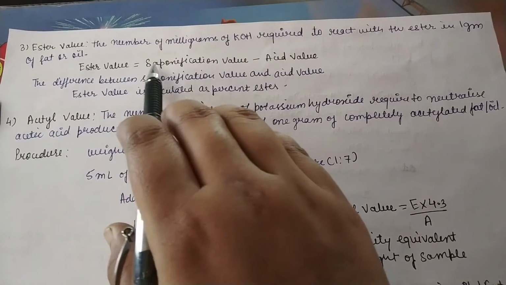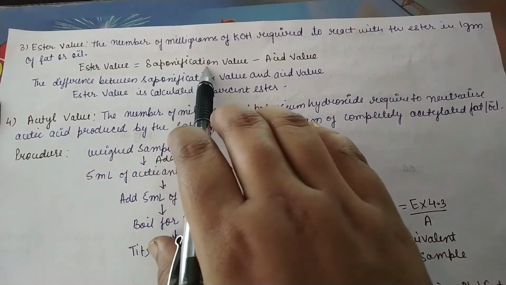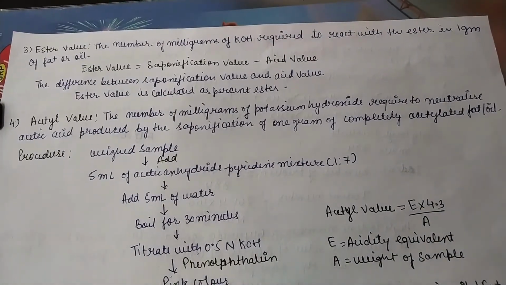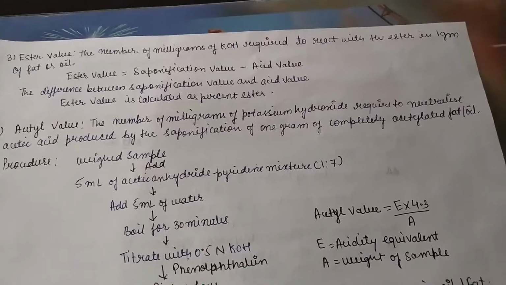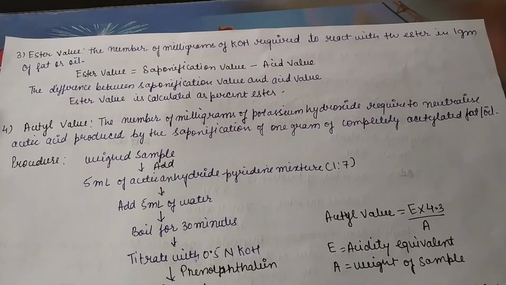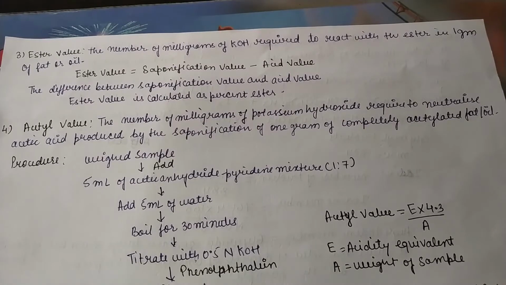Generally, ester value can be calculated by saponification value minus acid value. The difference between saponification value and acid value is called the ester value, and it calculates the percentage of ester present in the sample. So basically it gives the idea about the ester linkage.